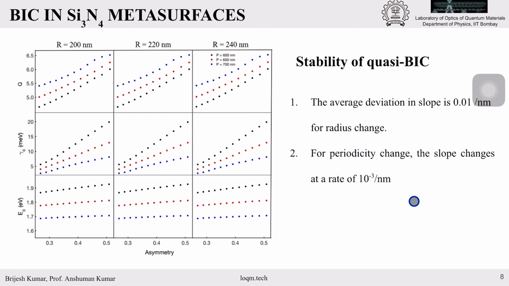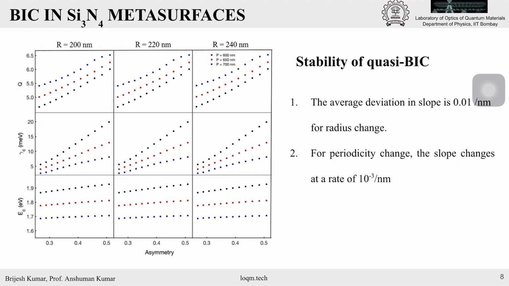So next, after confirming that our structure has quasi BIC, we test the stability of this quasi BIC mode in our structure. For that we take different radii and three different periodicities. Then the whole 9 combinations are plotted here. If we see, the trend is similar and the slope only deviates from 0.01 per nanometer.